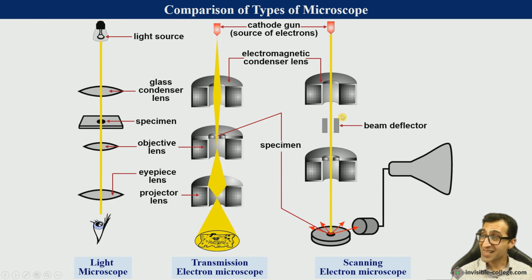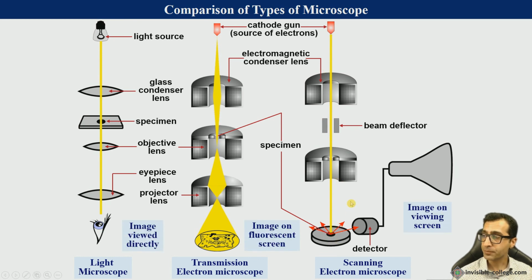In the case of the scanning electron microscope, the way that the beam is played over the surface of the specimen in order to create the image is by means of a beam deflector, which makes use of positively and negatively charged plates to bend the beam so that it's passed over the surface of the specimen.